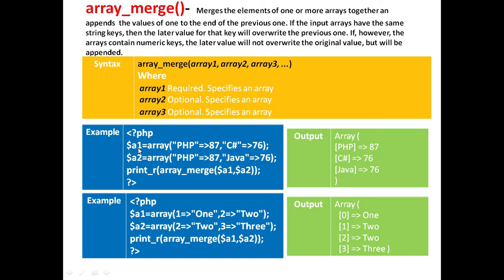Here I define two arrays A1 and A2 with values PHP, C#, PHP, Java, and if I use array_merge, it will merge the values, but since the keys are strings, it will override the PHP and give the values as PHP, C# and Java. And here I defined another array with key values in integer, that is 1, 2, 2, 3, and when I merge these two arrays, it will append the integer values, so the output will be 1, 2, again 2 and 3.